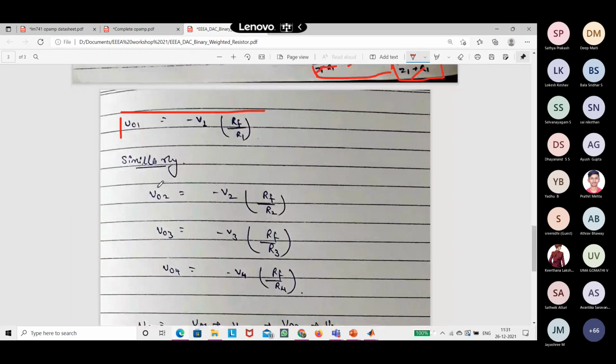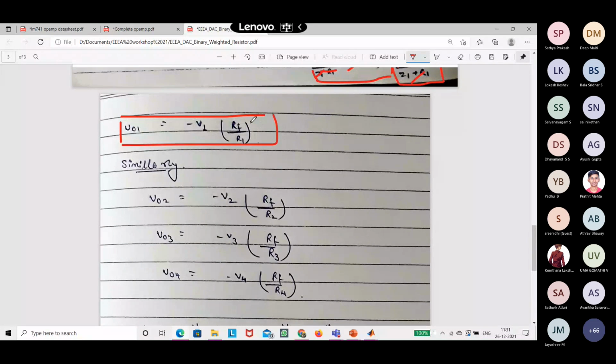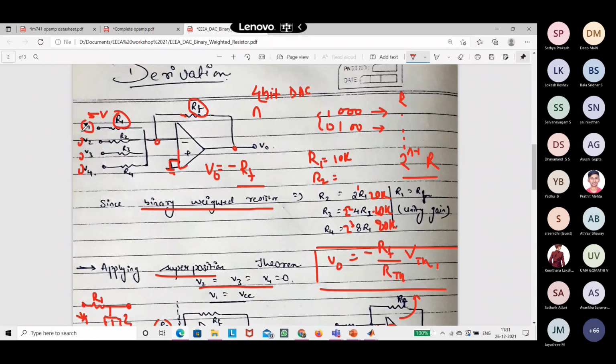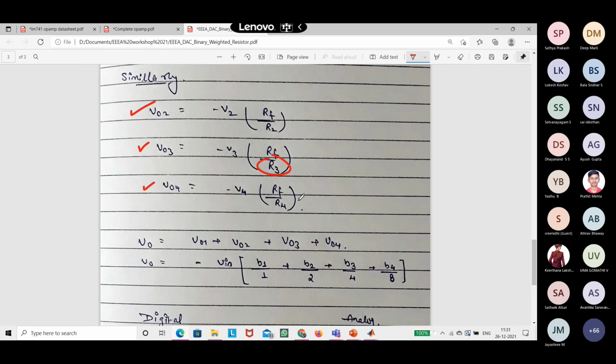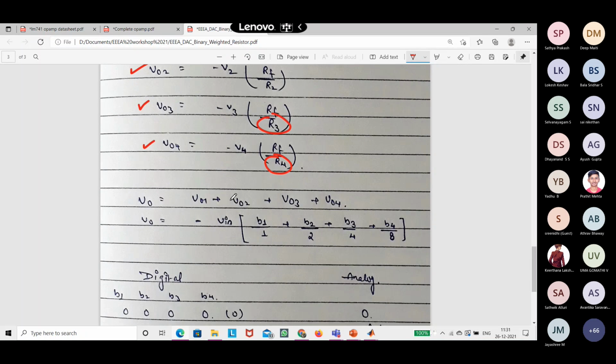In a similar fashion, if I disconnect, say I connect V1 to ground and consider the effect of V2, by similarity we could say the equation will be V out2 equals minus of RF by R2 into V2, right? And for the third output, we have R3 in the denominator. For the fourth, we have R4.